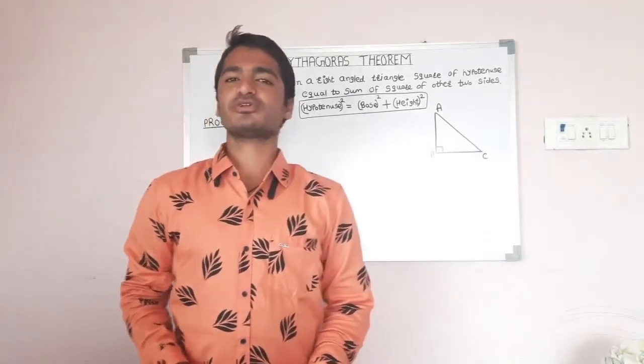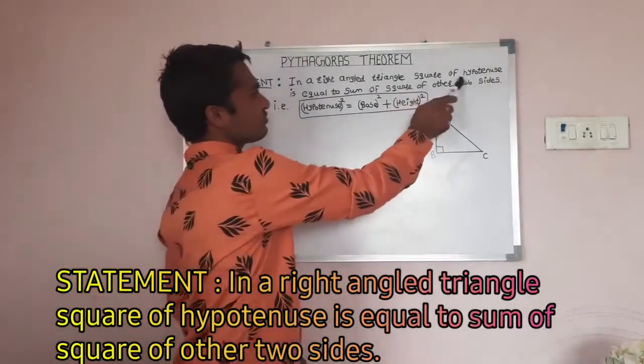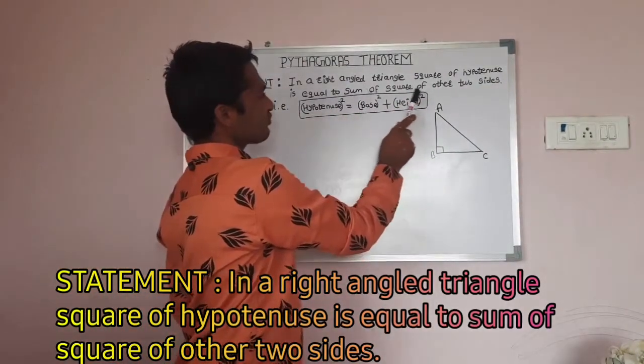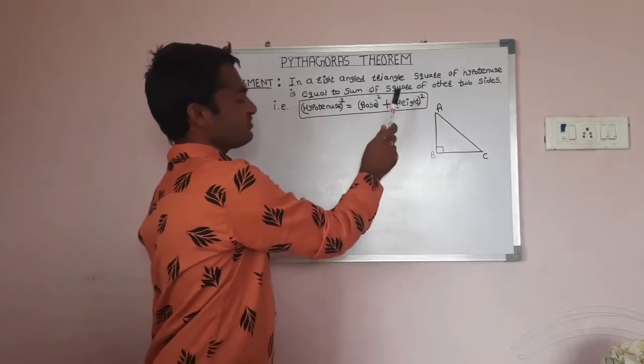Today we are going to prove the Pythagoras theorem. The statement is, in a right angle triangle, the square of hypotenuse is equal to sum of square of other two sides. That is, hypotenuse square is equals to base square plus height square.